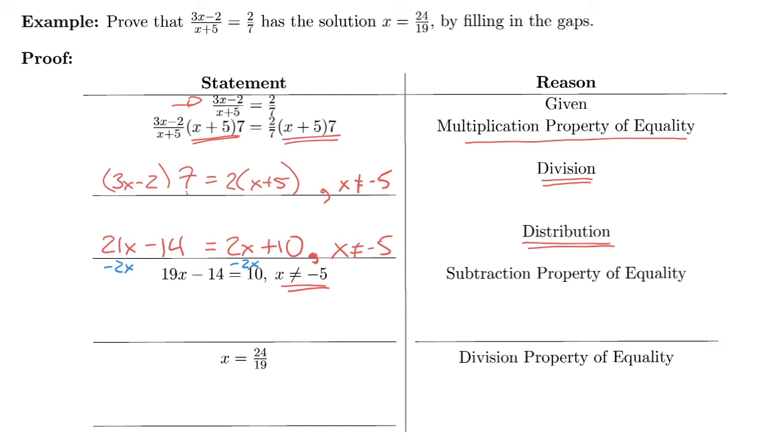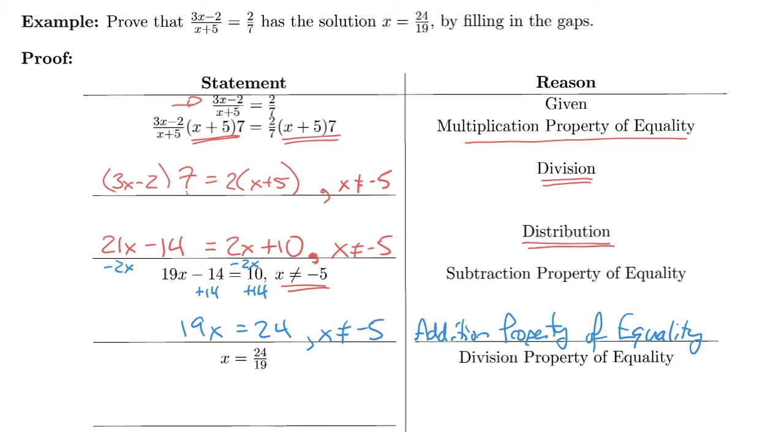So now the next thing that I'm going to do, remember, the goal of solving here is to get that term with the x in it by itself. So basically, I want to get rid of that minus 14. So I'm going to add 14, and I'm going to add it to both sides here. So I know that this is going to be the addition property of equality. And if I add 14 to both sides, I'm going to get 19x is equal to 24. And again, with the little statement here that x cannot equal negative 5.